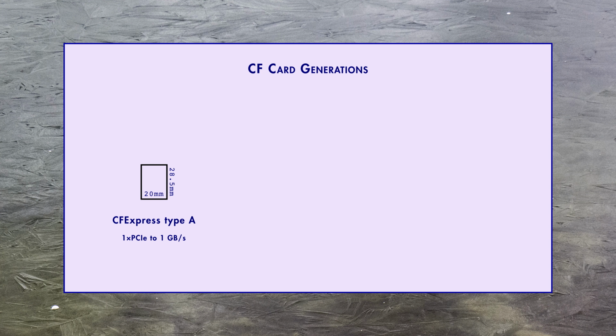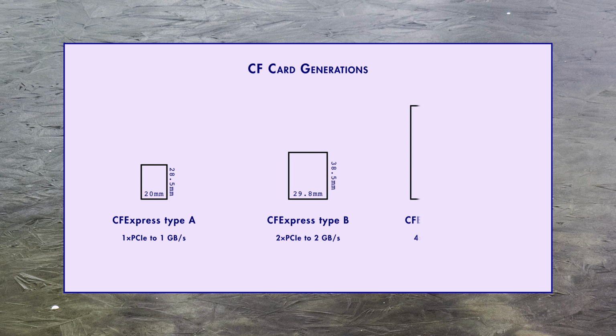I say set of standards because for some reason they've standardized 3 different card sizes. Type A is the smallest with 1 PCI Express lane, Type B is larger with 2 lanes, and Type C has 4 lanes. These cards use the same bus, PCI Express, and storage protocol, NVMe, that PCs use, which should make things simpler and more streamlined. And it's very fast, and NVMe is optimized for flash memory.